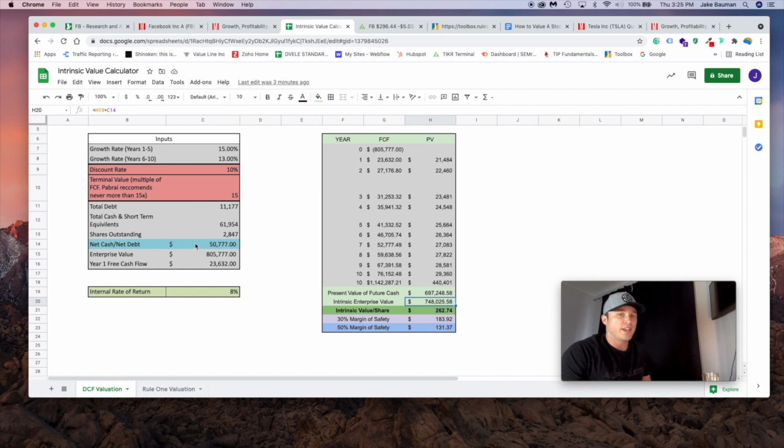Facebook has more cash, so they get rewarded for that in the valuation. It makes them safer because they have very minimal debt. So we get to bake that into the cake for our valuation here. So we're going to add back our net cash position to the enterprise value. And if you want to figure it out on a per share basis, you can, and it comes out to 262.